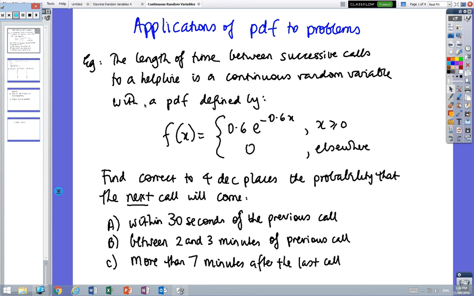Okay, so we're up to the last part of the continuous random variables, and it's the applications to word problems. This example is straight out of the textbook. The length of time between calls to a helpline is a continuous random variable with the PDF defined by that function, which is exponential. Find, correct to four decimal places, the probability that the next call will come within 30 seconds, between 2 and 3 minutes, and more than 7. Have a look at that, and on the next page I'll show the diagram and show you what's happening. So just absorb that and come across when you're ready.